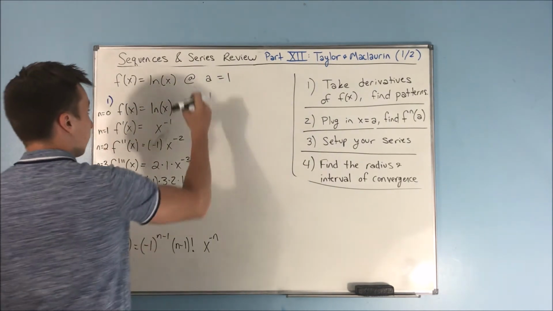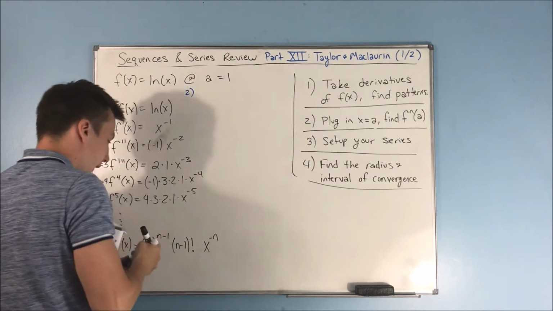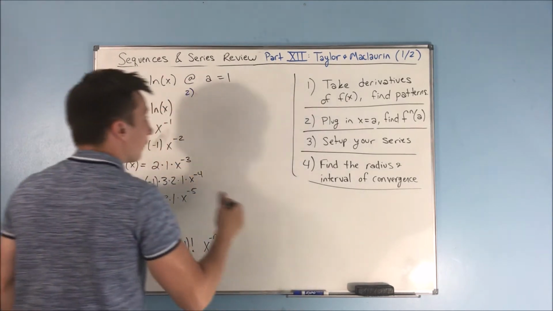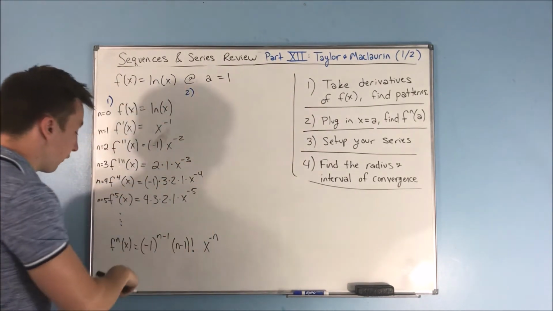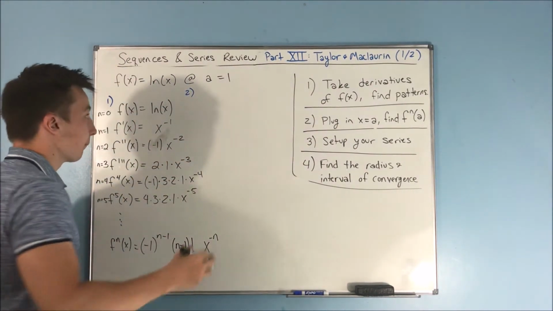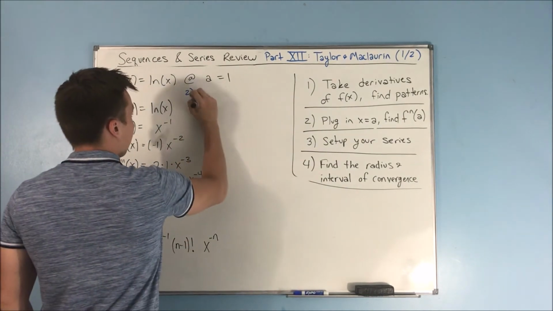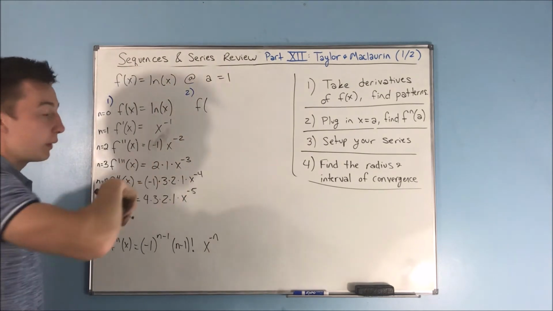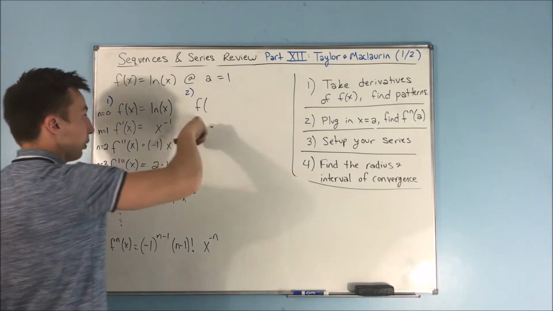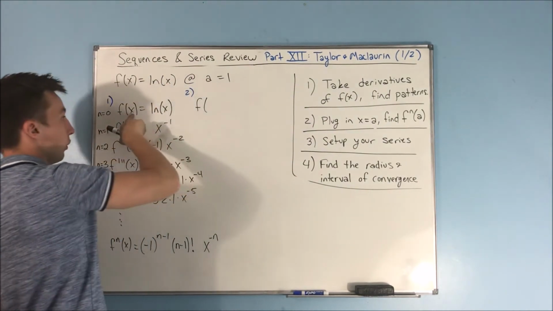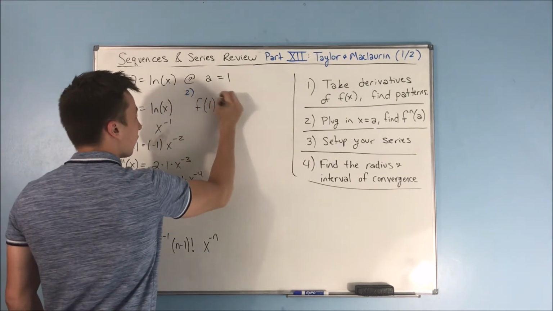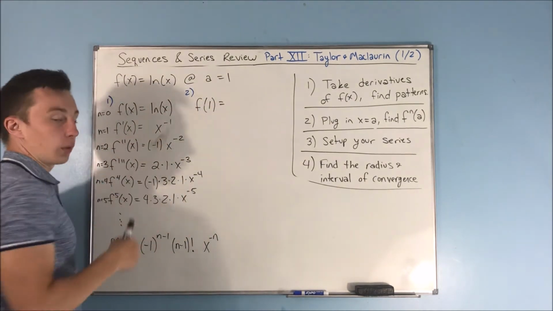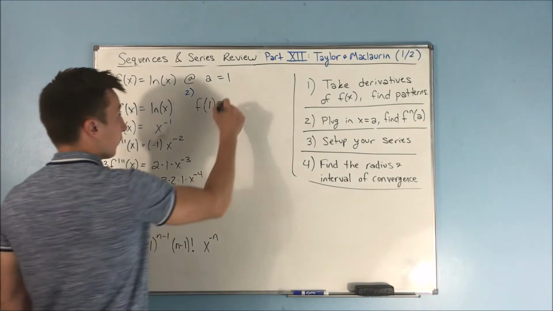We're going to plug in x equals a. So let's plug in x equals a, and we're going to try to find the nth derivative of f at a. So let's start. Well, our a is 1, right? So we're going to plug that in for x. So we have f of 1, which means natural log of 1, and that's 0.